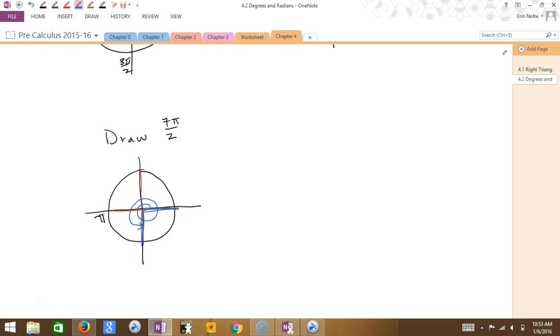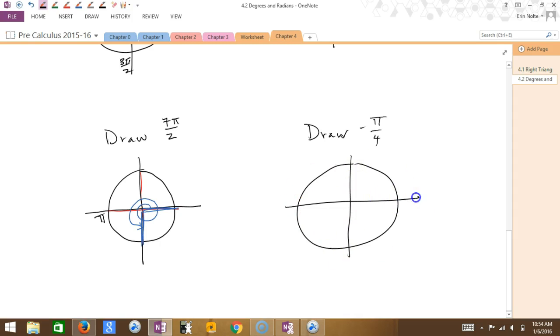Do I need to do that example, or do you understand it? Really fast? Okay, really fast. So draw negative pi over 4. Again, if we're going in a negative direction, what side should I start cutting? Instead of going up is positive, down is negative. So I'm going to start cutting this bottom half into fourths. So that's halves and that's a fourth right there. It's just the very first one, 1 pi over 4.